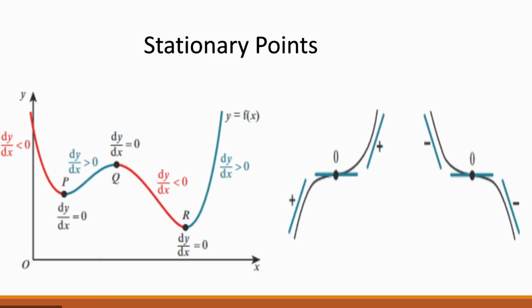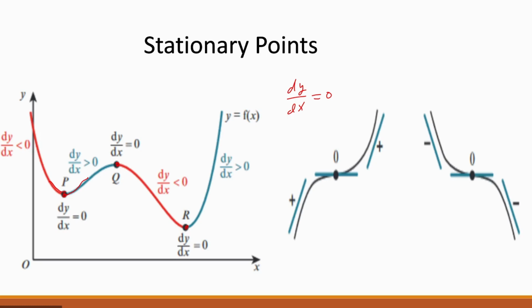So here we have stationary points now. Stationary points are simply points where the gradient dy over dx is equal to 0. For example, on the left hand side graph, you can see the points P, Q and R. The gradient is equal to 0. These are known as the stationary points or the turning points. And as you can see, they occur between an increasing function and a decreasing function.